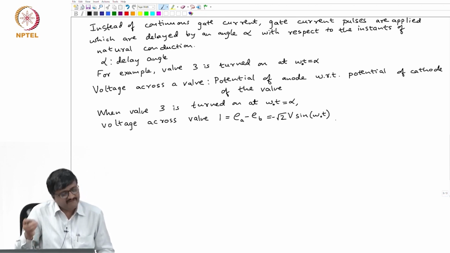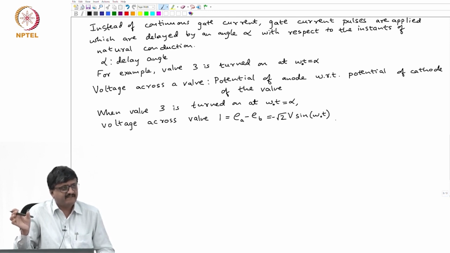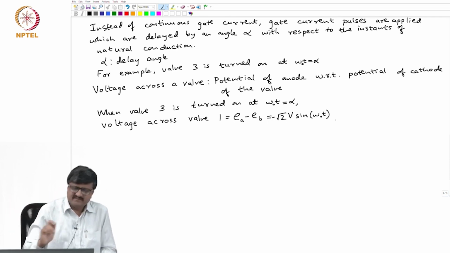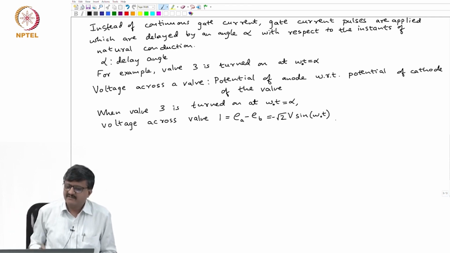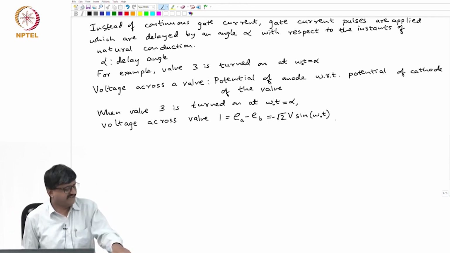So, whenever a thyristor valve stops conducting, there is a minimum duration for which the voltage across the thyristor valve should be negative. If that is not maintained, if it again becomes positive, the thyristor starts conducting again without a gate pulse. So, this is something we will come back to again in the analysis.